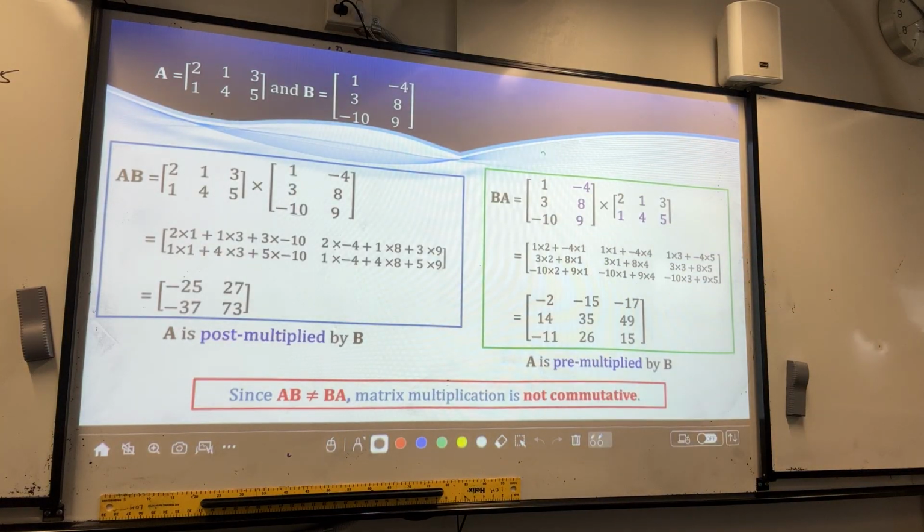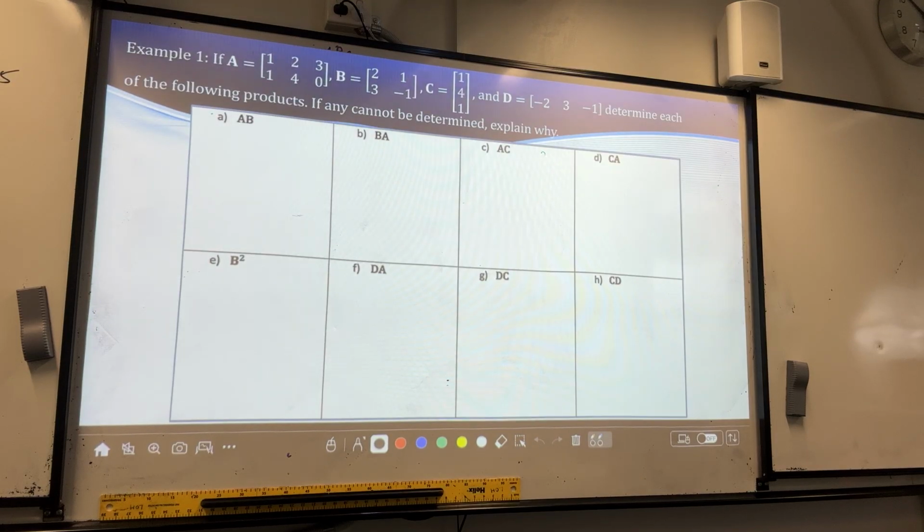In my years of working on matrices, I very seldom use the words pre- and post-multiply, but you do need to know them. I generally just write out the matrices A times B or B times A. Are you all happy with it? If you are, I would like you to try example 1, please.